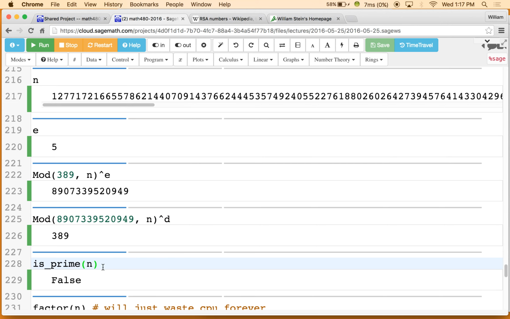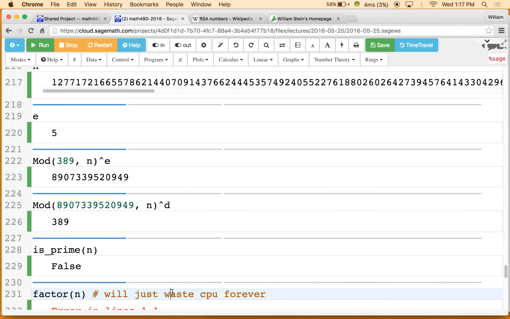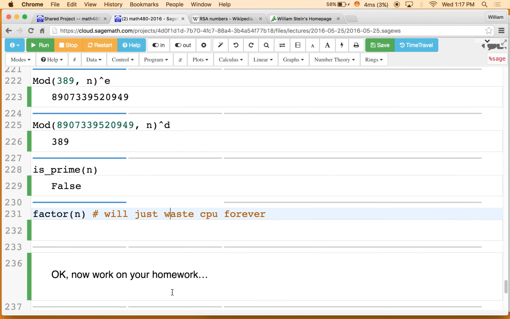Another thing that's kind of possibly amusing is Sage and any software can instantly tell you that n is composite, but can't tell you what the factors are. So if you want to just burn CPU forever, we can do this. And then this is going to just fail. It'll try forever and fail to factor n.